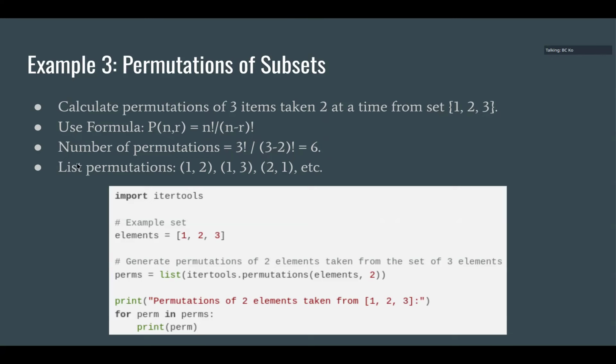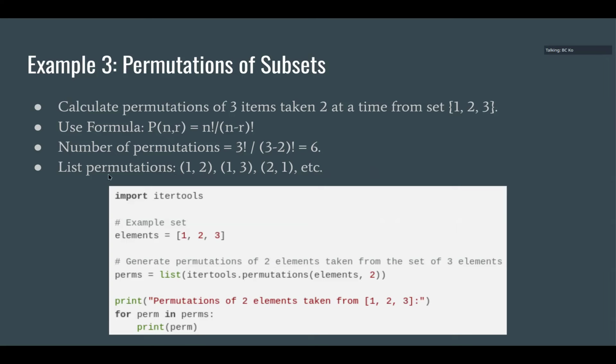So the permutations of 2 items from the set 1, 2, 3 are 1, 2; 1, 3; 2, 1; 2, 3; 3, 1; and 3, 2.